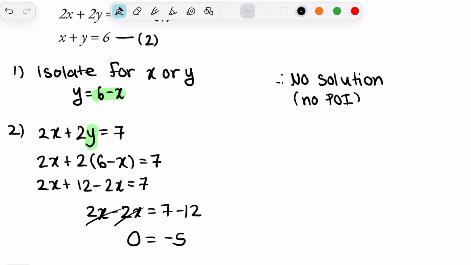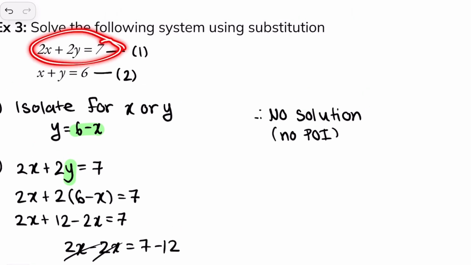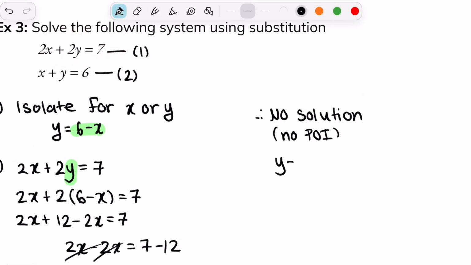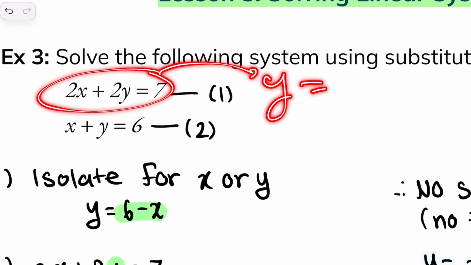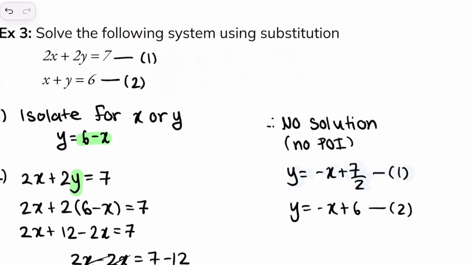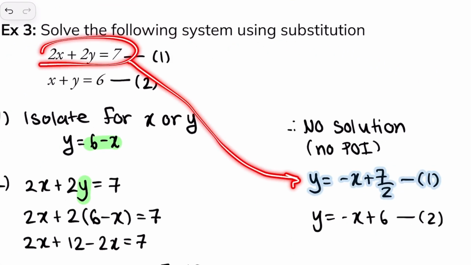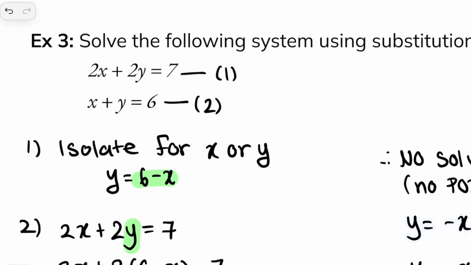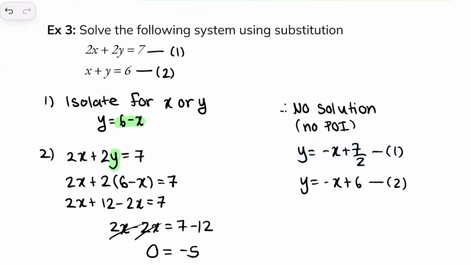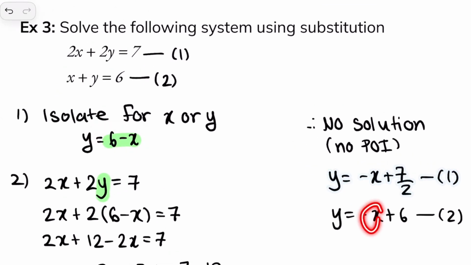But let's do that. So if I rearrange equation 1 to the slope y-intercept form, I will get y is equal to negative x plus 7 over 2. And then this one is going to be y is equal to negative x plus 6. So what I did here is I took the first equation and I rewrote it in the form of y is equal to mx plus b, right? So isolating for y gives me this. Y is equal to negative x plus 7 over 2. And the second equation, if I isolate for y, I get negative x plus 6, which is the same thing as 6 minus x. I just wrote the x first.